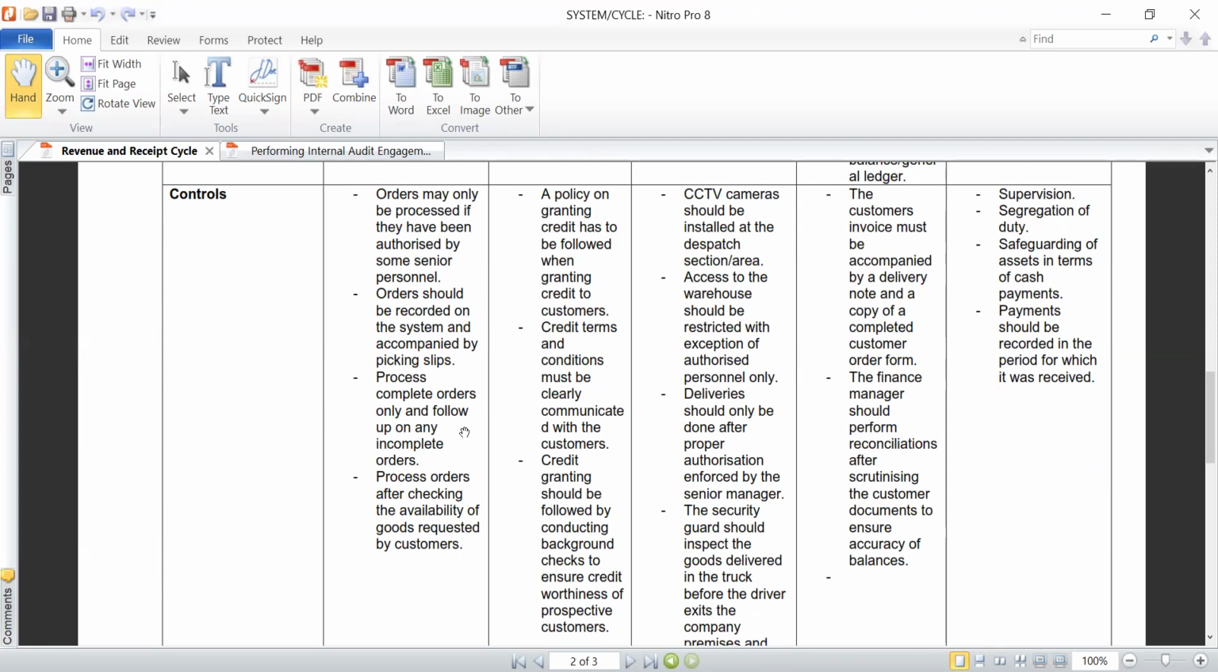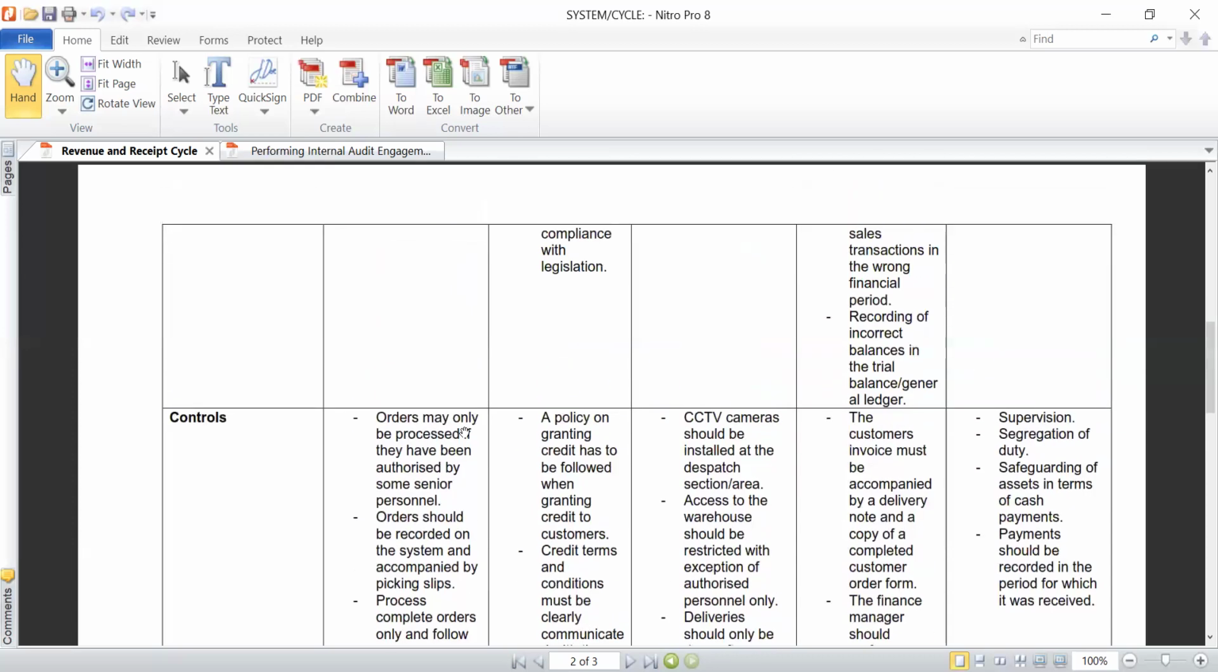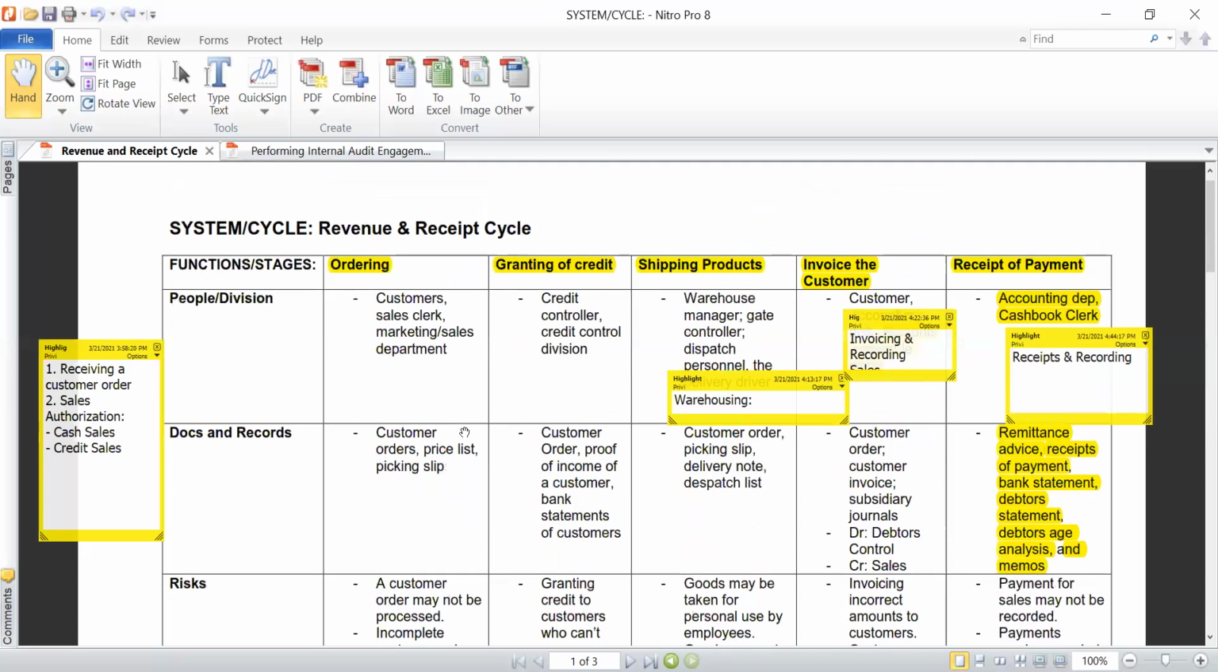address those identified risks. But it's not only limited to that, because in the context of an examination, they can also ask you to identify weaknesses with respect to the ordering function or the processing of customer orders within the revenue and receipt cycle of a particular organization. So at the end of the day, you should also be able to identify such probable weaknesses there, right?